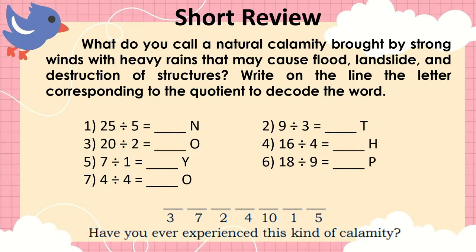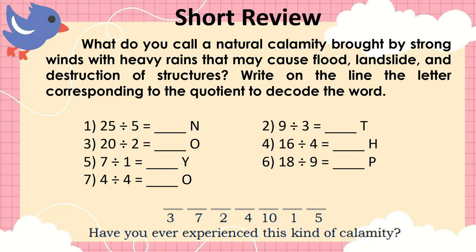Day 1. For the short review, what do you call a natural calamity brought by strong winds with heavy rains that may cause flood, landslide, and destruction of structures? Write on the line the letter corresponding to the quotient to decode the word. Number 1, 25 divided by 5 equals blank. 2, 9 divided by 3 equals blank.